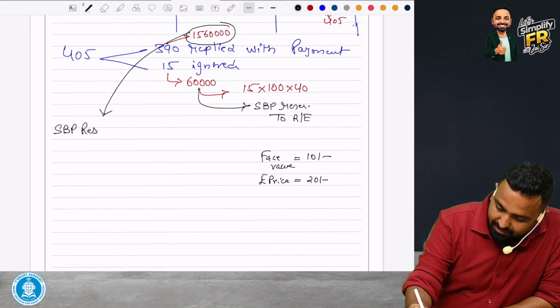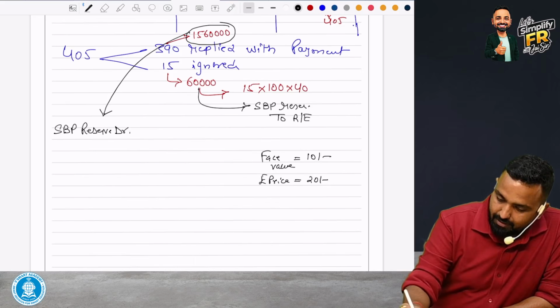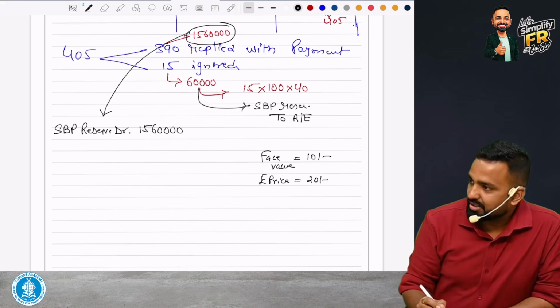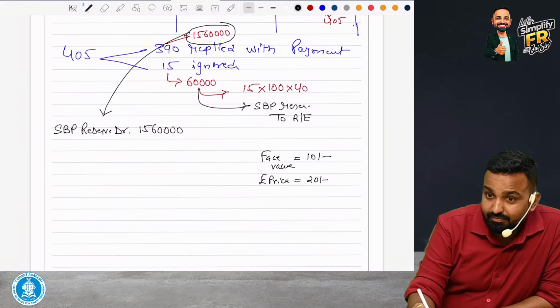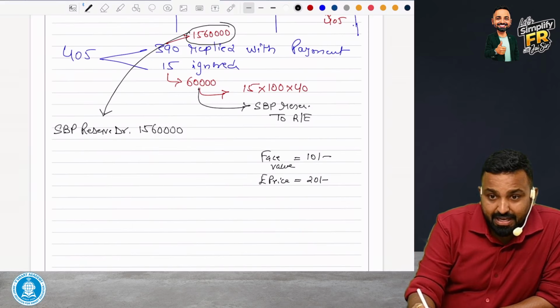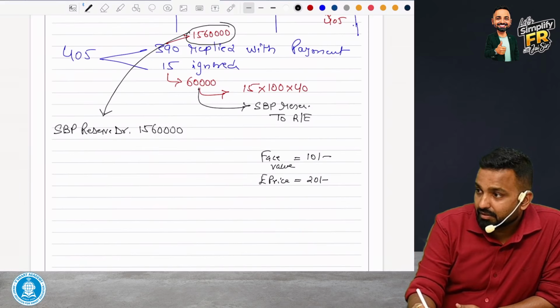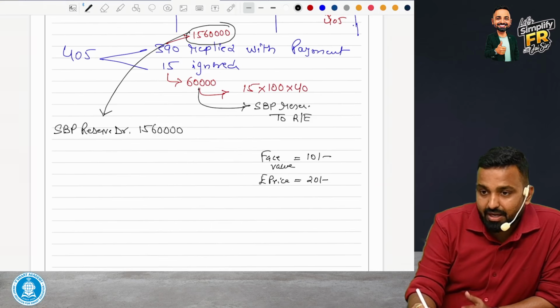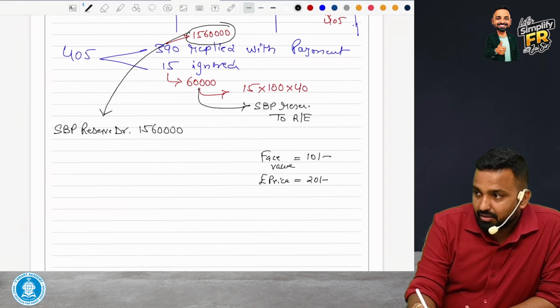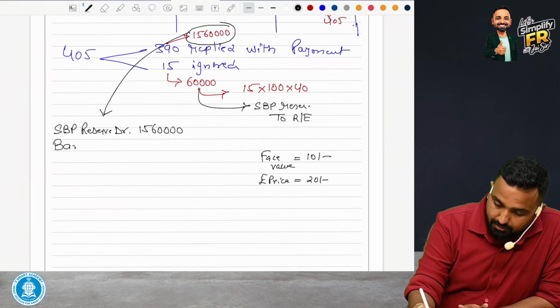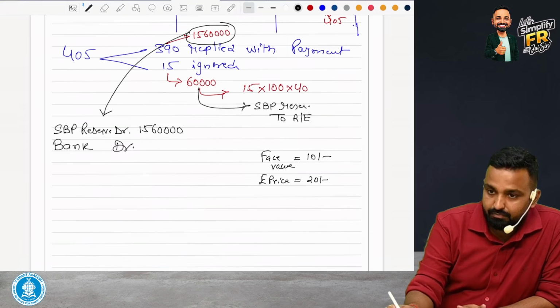SBP reserve debit. How much? 15 lakh 60,000. Any bank? Any bank? I'm asking, is it bank debit or not? Yes, bank account debit. How much?